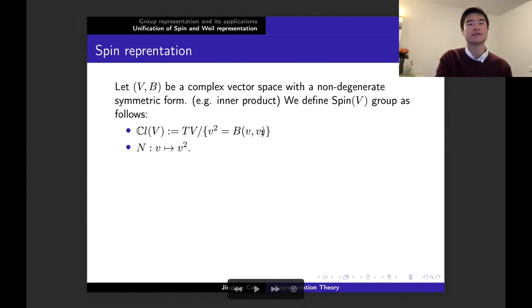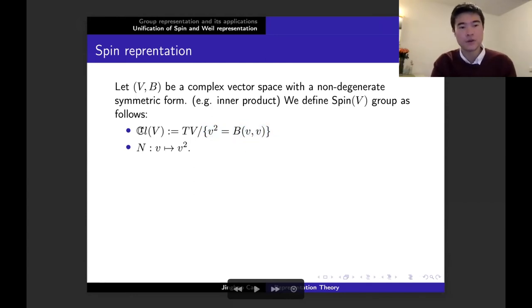So what we have is, for example, if we take V to be R3, and then take the vector v to be (1, 0, 0). In the tensor algebra, we have all these vectors lining up. But what we say is, okay, if we have two vectors which are the same, for example (1, 0, 0), its square should be equal to the non-degenerate symmetric form. If we take the inner product, it's going to be one. So basically we take two same elements and replace them by a number. That's what we're doing here.